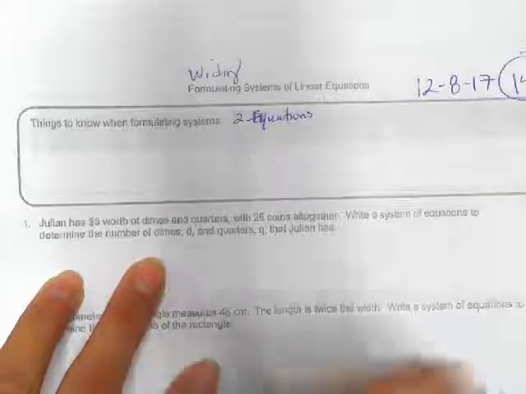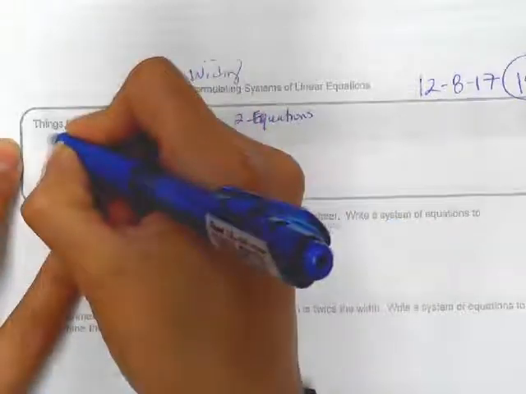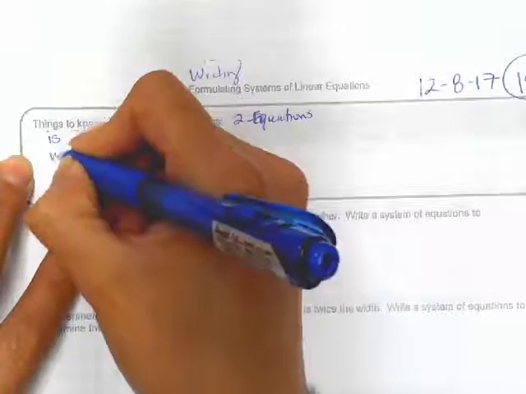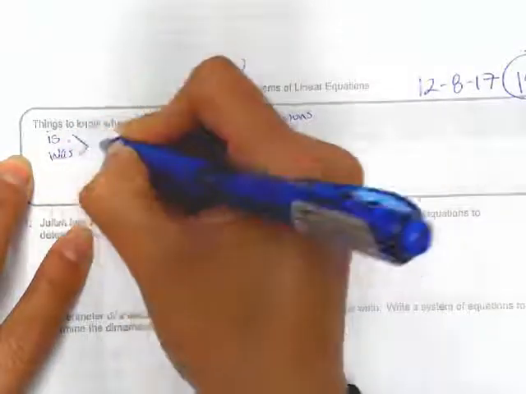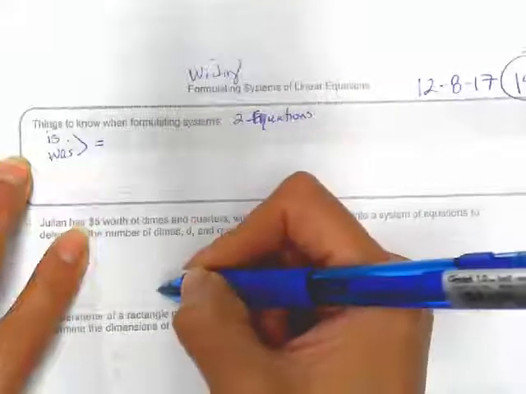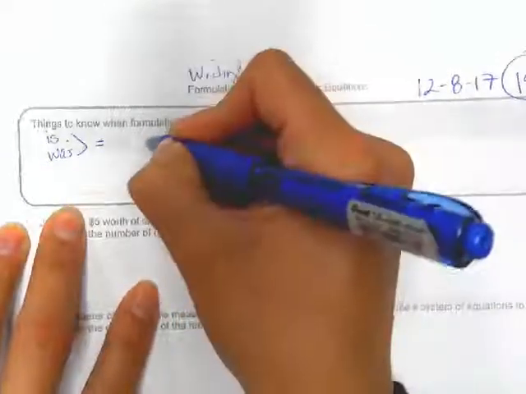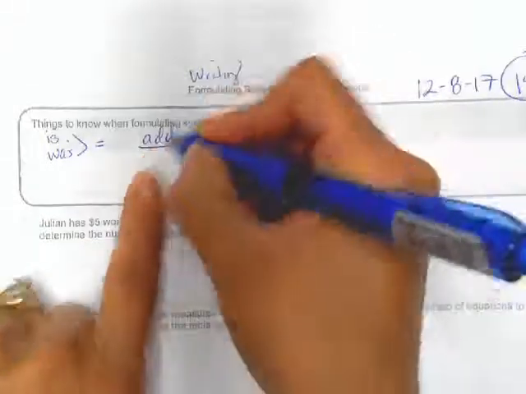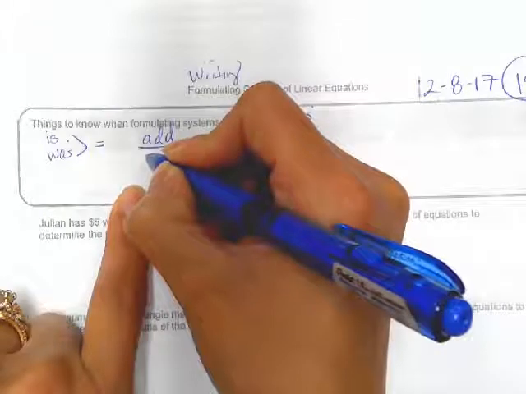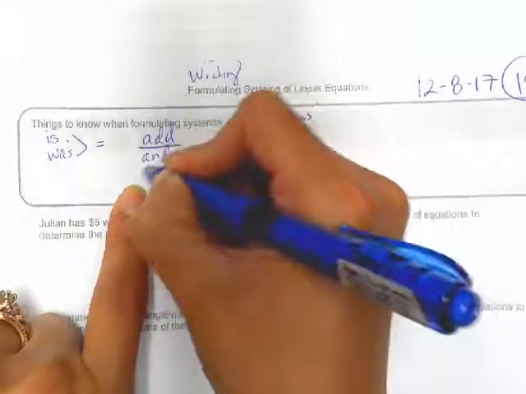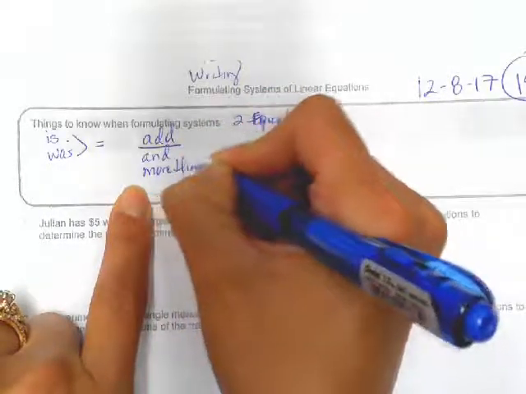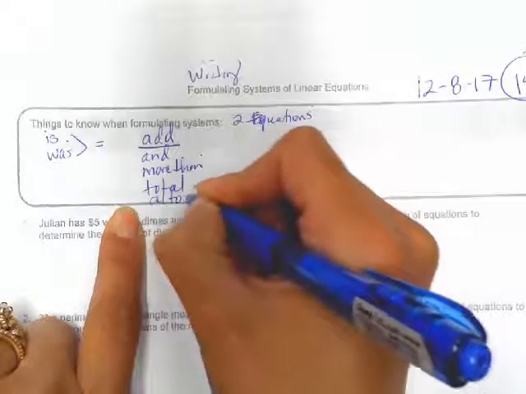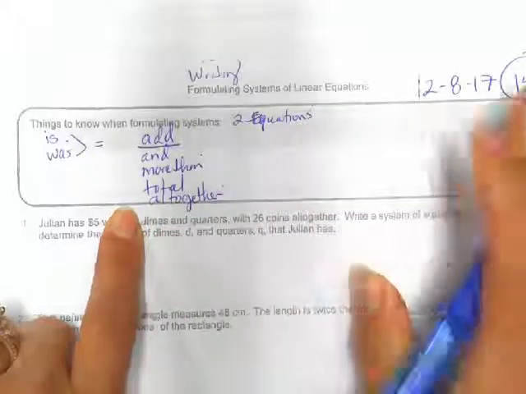So we're going to be looking for vocabulary words, or keywords, such as "is." When you see is, was, something like that, then you know that's where your equal sign is going to go. Then we're going to look for keywords so we know we're going to be adding. So if they say and, more than, total, altogether, something along those lines.